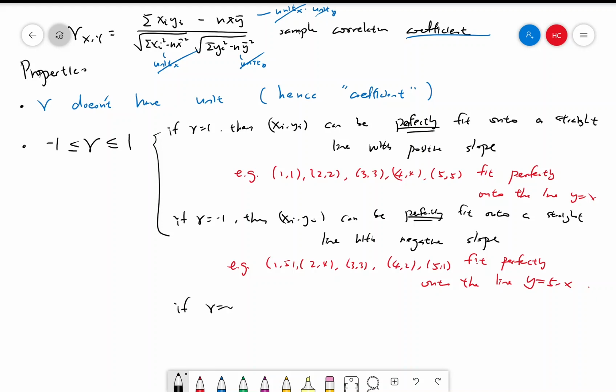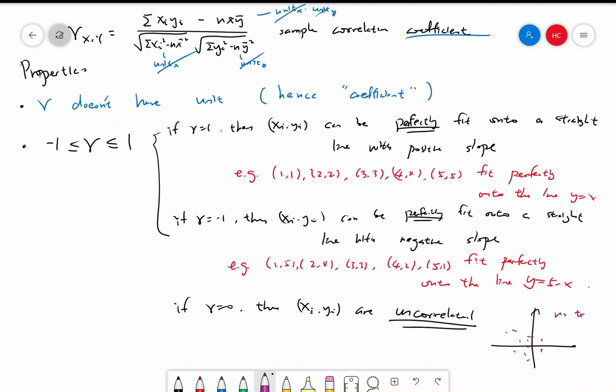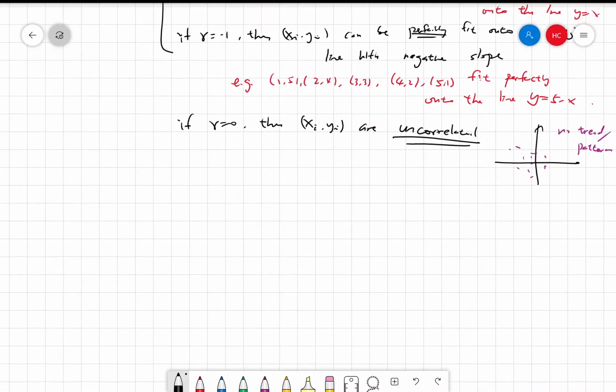If r equals 0, then we say x_i and y_i are uncorrelated. So if you plot them on the plane, they will be scattered around with no trend or pattern. Alright, so these are some properties. There are more properties.